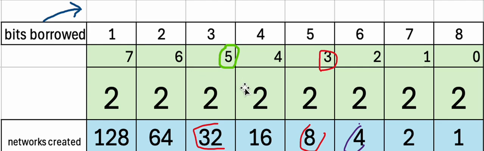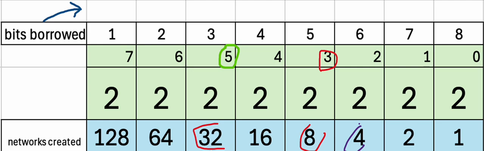Now, the other way to interpret this table is if we have 8 networks, that means that we're borrowing 3 bits. Well, how many bits are left over for the hosts, or reserved for the hosts? 8 minus 3 is 5. How many hosts per network? That's when we use this line. 2 to the fifth is 32 total hosts, 30 usable hosts.